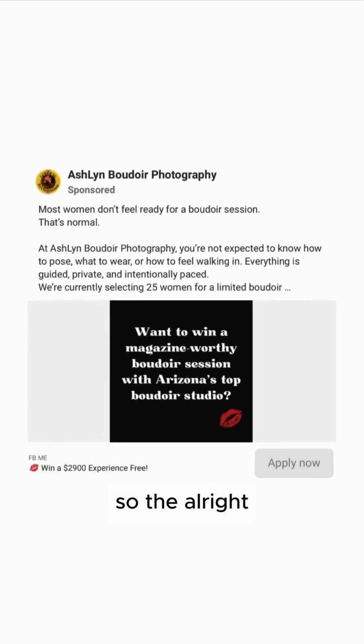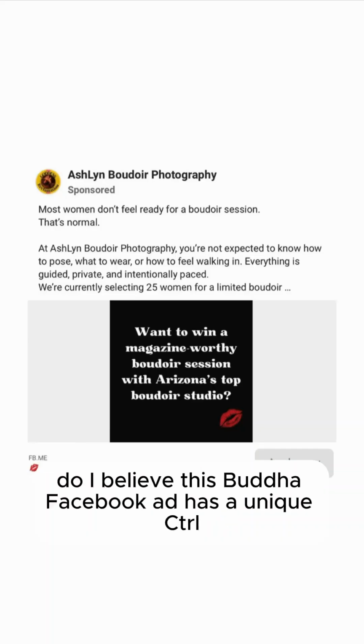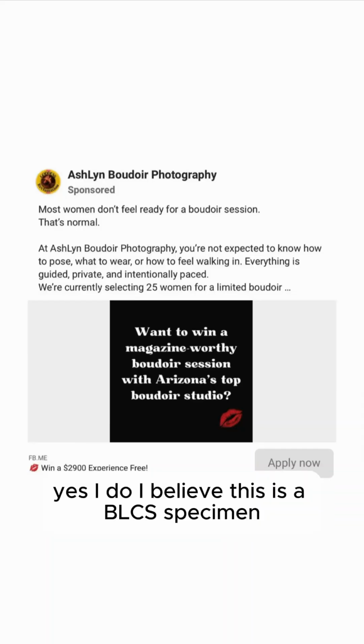So all right, final verdict. After looking at everything, do I believe this Boudoir Facebook ad has a unique CTRL under 6%, aka it has BLCS, aka it has Boudoir low click syndrome? Yes, I do. I believe this is a BLCS specimen.